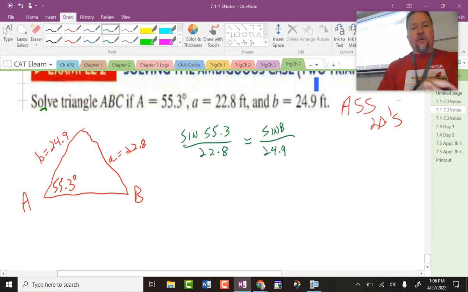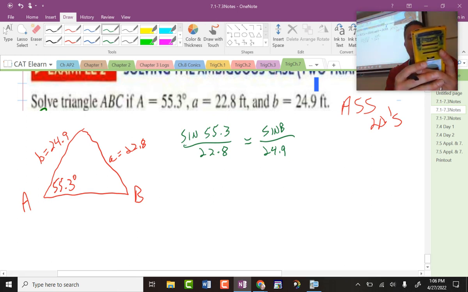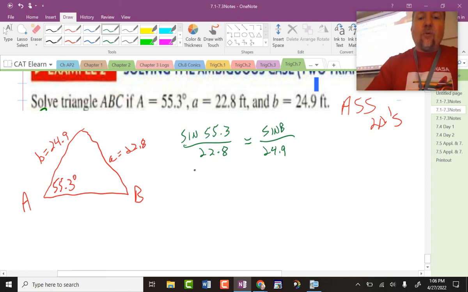And then I'm just doing this on this calculator. I think I've already done it, but it's super fast for me to type on this one. So you multiply by 24.9, 24.9 times sine of 55.3, press enter, and then just leave the 22.8 down there. It's already down there. So divided by 22.8. Well, now I get a nice number, 0.8. I'll write that down.